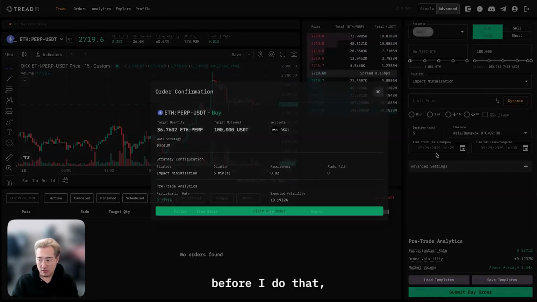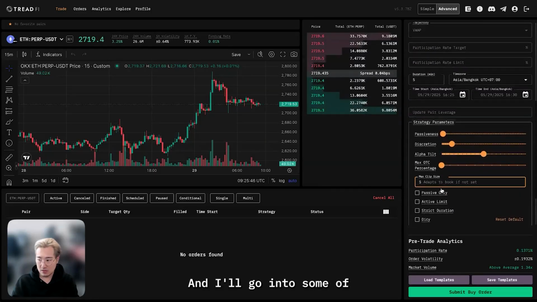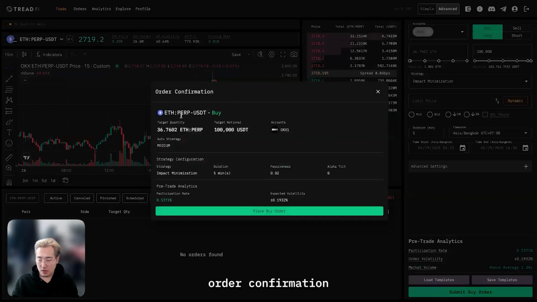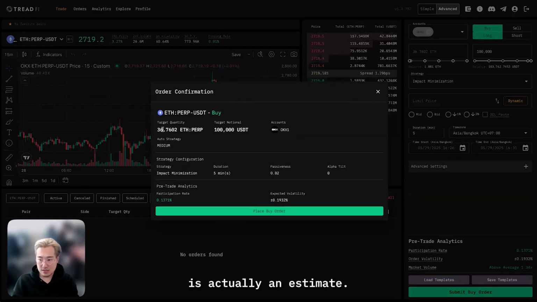Before I do that, there are just a lot of different settings, and I'll go into some of this in a later video, but we'll just play with the vanilla settings for now. You do get an order confirmation, which allows you to see this information once again, right before the order is sent in. The target quantity here is actually an estimate. Whatever number you fill into the base or quote fields is what we're going to be targeting. And so if the price of ETH moves down, you might get a little bit more ETH here. If the price of ETH goes up, you might get a little less, but you'll most likely get something very, very close to 100K. And so just place an order.